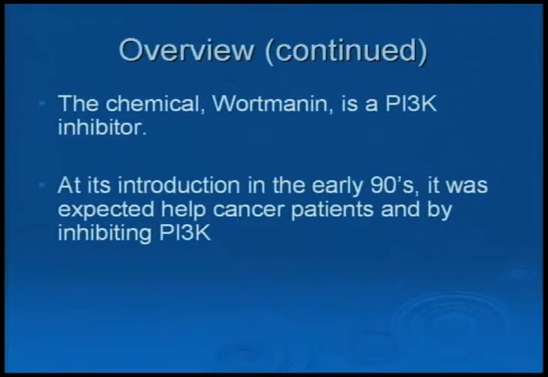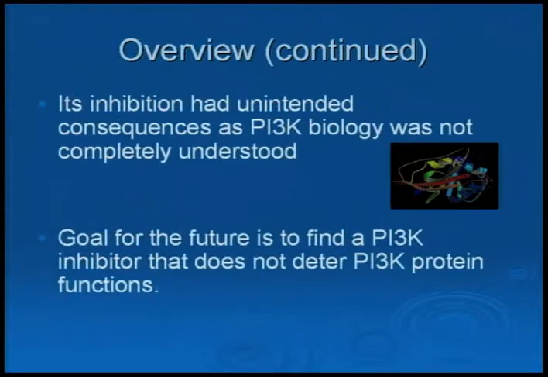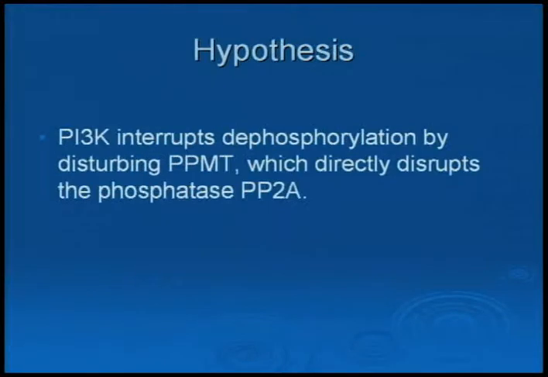The chemical wortmannin is a PI3K inhibitor. At its introduction in the early 90s, it was expected to help cancer patients by inhibiting PI3K. Its inhibition had unintended consequences as PI3K biology was not completely understood. The goal for the future is to find a PI3K inhibitor that does not deter PI3K protein functions. Now, my hypothesis for the project was that PI3K interrupts dephosphorylation by disturbing PPMT, which directly disrupts the phosphatase PP2A.